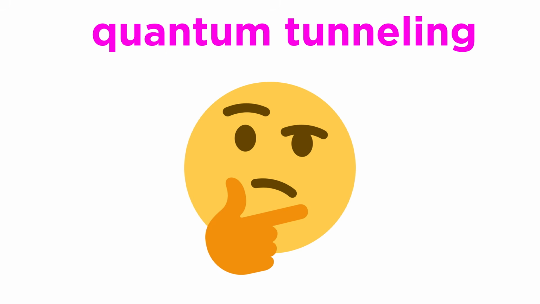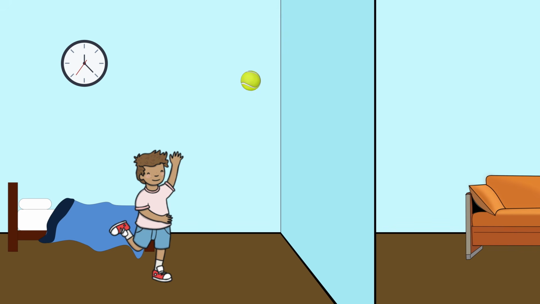Quantum tunneling is something that is very difficult for our classically trained minds to grasp. If we were bouncing a tennis ball against the bedroom wall, and it suddenly passed through the wall to end up in the next room over, we would certainly be shocked.